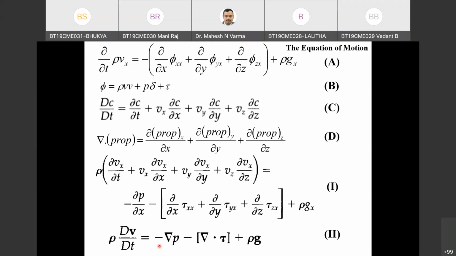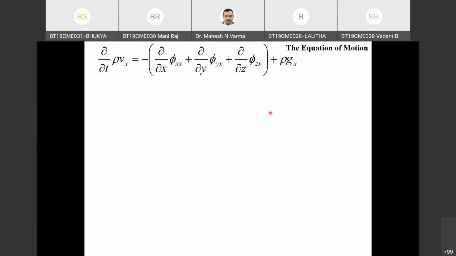Okay, try to derive at home. I will explain to you how to do that. So you can see this is the equation.